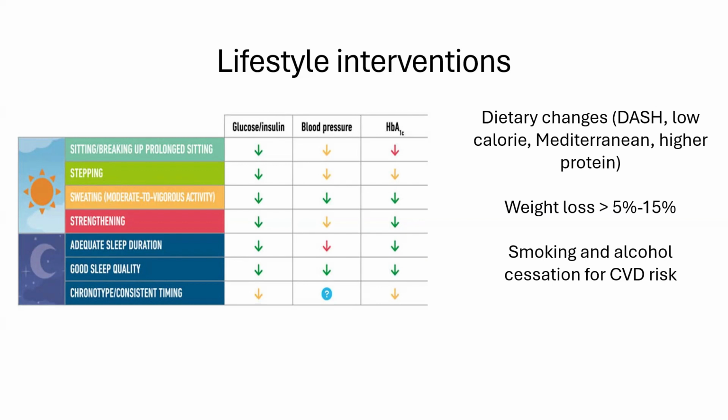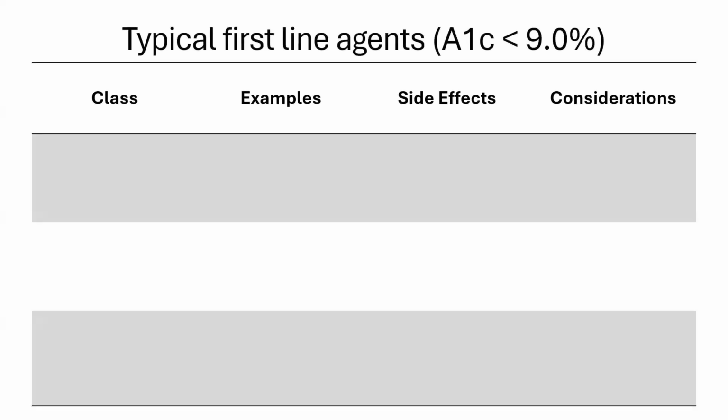And because these patients are at higher risk of cardiovascular disease, you should always talk to them about smoking and alcohol cessation. When lifestyle interventions are not enough, we need to consider medications. So there are three first-line agents we typically consider for patients with newly diagnosed diabetes, and especially for patients who have an A1C that's less than 9%.